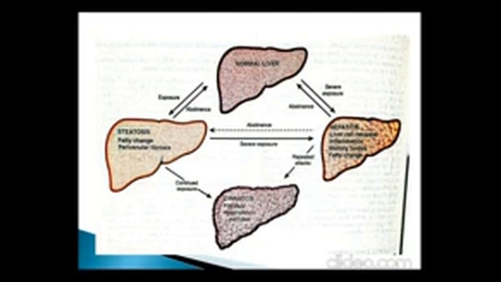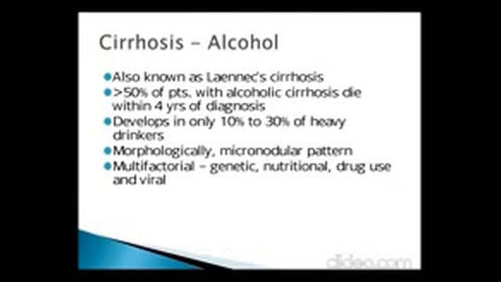Now, alcohol-induced cirrhosis, also known as Laennec cirrhosis, is an important one. The single major contributing factor for the formation of cirrhosis is alcohol. Greater than 50% of patients with alcoholic cirrhosis die within 4 years of diagnosis. Oh my God, just imagine this. Within 4 years of diagnosis, how many die? 50% of patients who have cirrhotic liver due to alcohol.